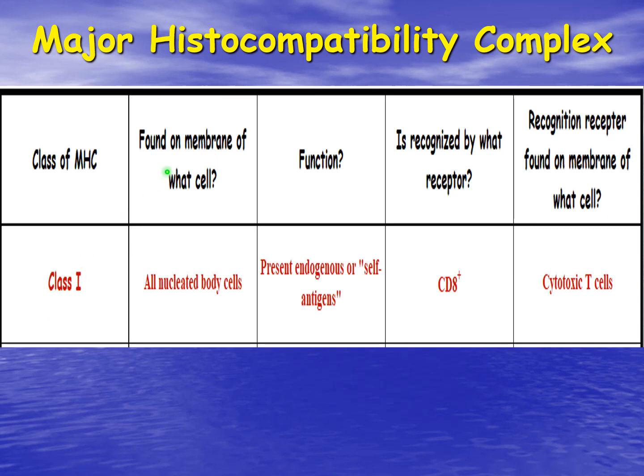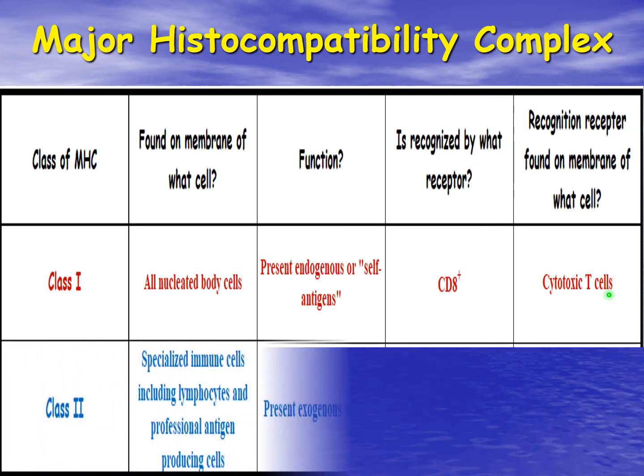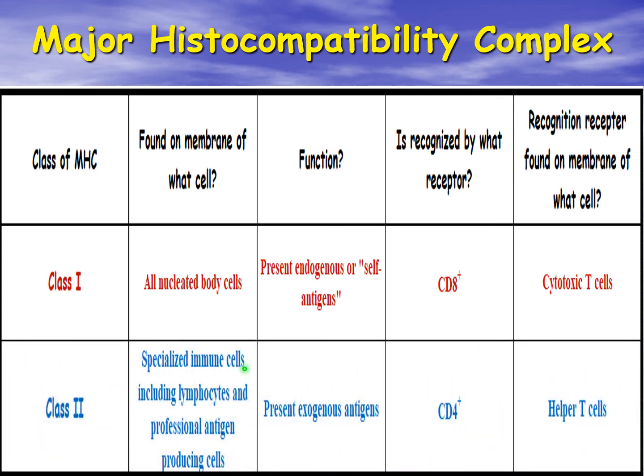So, class 1s, again, found on the membrane of all nucleated body cells. In the immune system, they actually play the role again of self-antigens, but class 1s will be used to present endogenous or the self-antigens. They are recognized by what's known as the cluster of differentiation, or the CD8 plus receptor found on the cytotoxic T cells. Class 2s found on those specialized immune cells, including the lymphocytes and the professional antigen-presenting cells, present exogenous antigens, those that arise from outside the body. They are recognized by the CD4 plus receptor found in the membrane of the helper T cell.